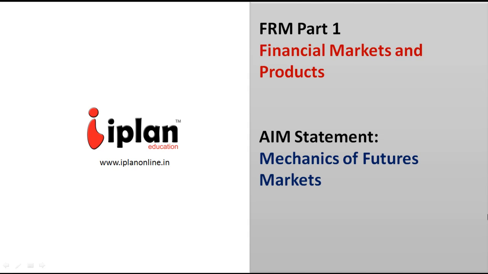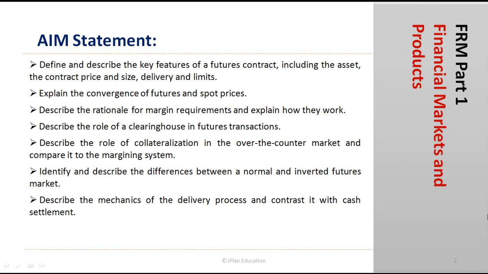FRM Part 1, Financial Markets and Products. The second aim statement is Mechanics of Futures Market. Under the same statement, we will define and describe the key features of a futures contract, including the asset, the contract price, contract size, what is the delivery mechanism, what is the time of delivery, and the limits. We'll also explain the convergence of futures price and spot price.